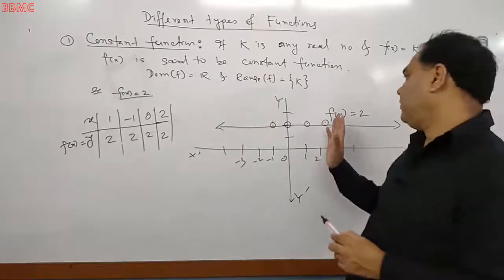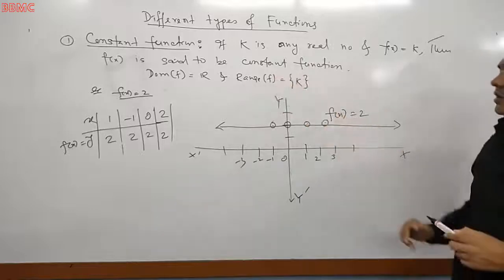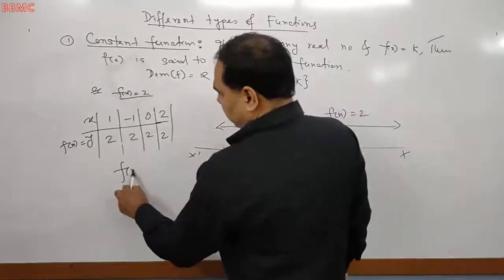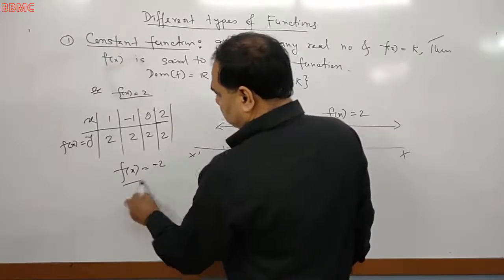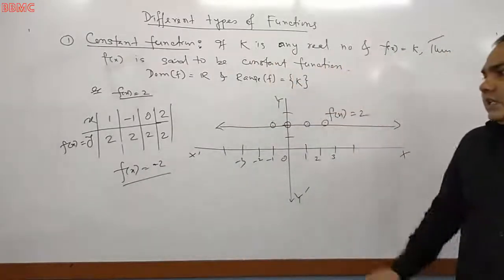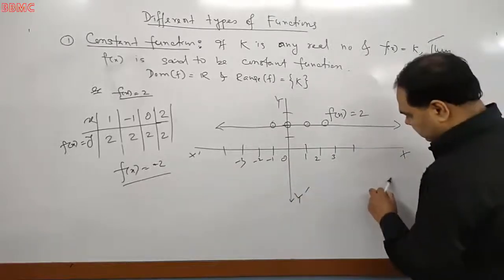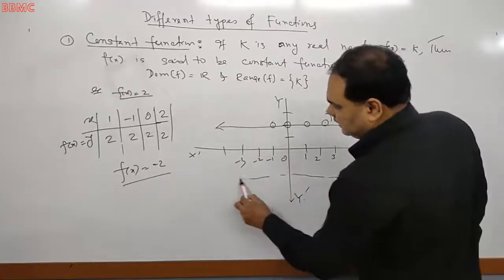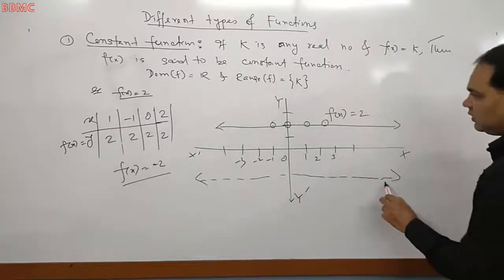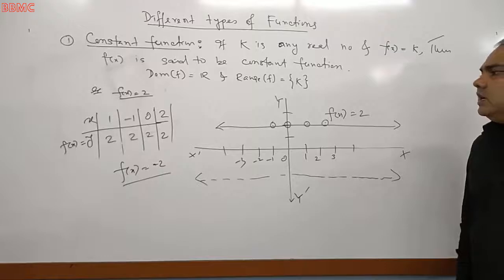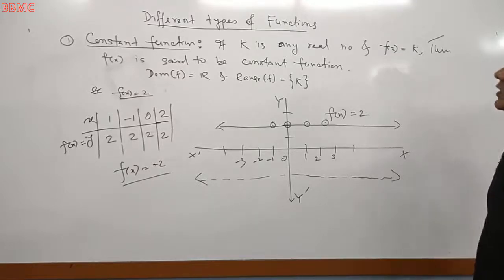This is the graph of a constant function. If it is f(x) is equal to minus 2, what will happen? It is a graph parallel to x-axis in this way. This will be like this. Like this. This is the graph.